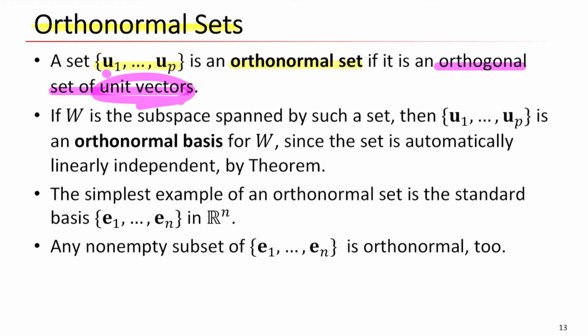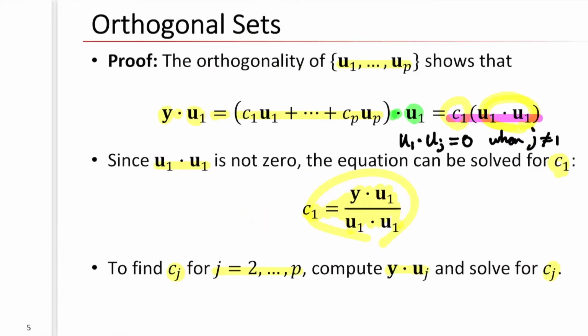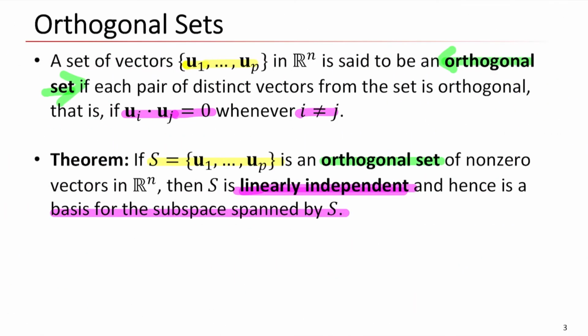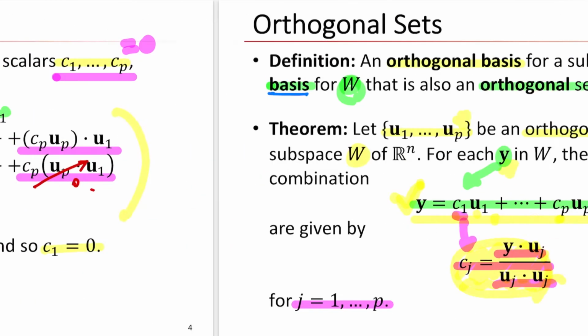So it means that each of these vectors is a unit vector. So if W is the subspace spanned by such a set, then u1 through up is an orthonormal basis for W, since the set is automatically linearly independent by this theorem, right? Because an orthonormal set, okay, let me draw something.